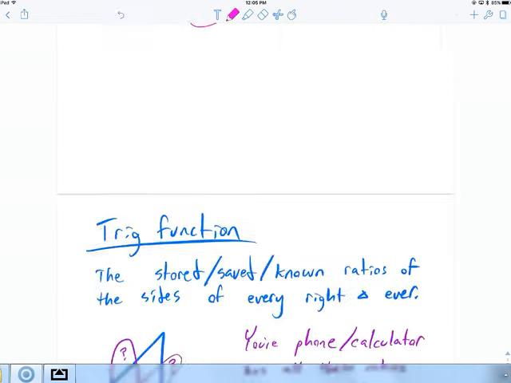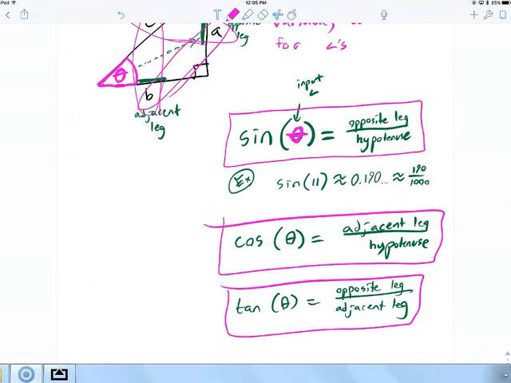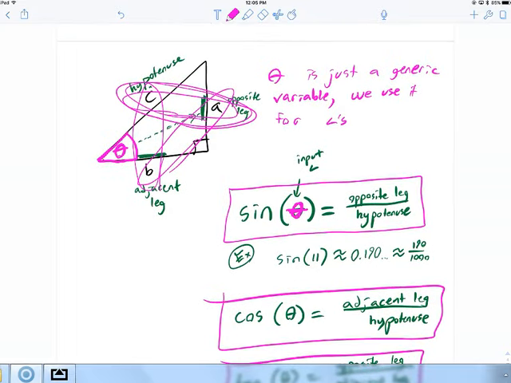So again, going back to the beginning here, a trig function is just the stored, saved, known ratios of the sides of every right triangle ever. If you come across a right triangle with a 17.18 degree angle, your calculator knows the ratios of all those sides and it has names for it. You could plug in what is the sine of that angle, and it'll tell you the ratio of these two sides in that triangle. If you want a different ratio, ask for the tangent, ask for the cosine, but the ratios of those sides are already set in stone.